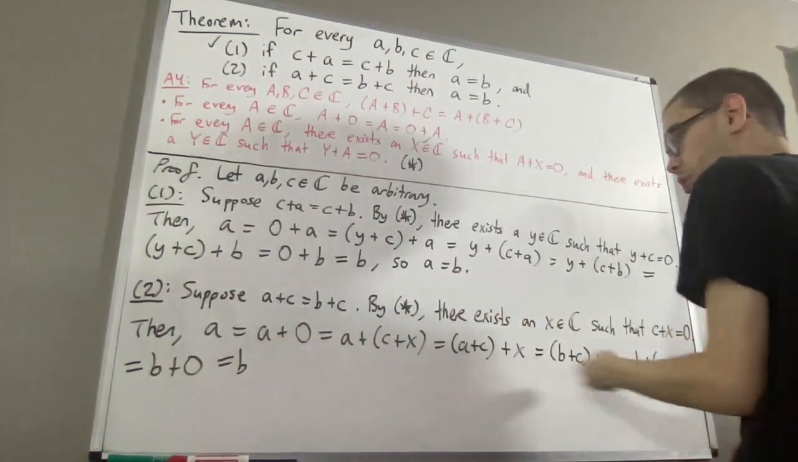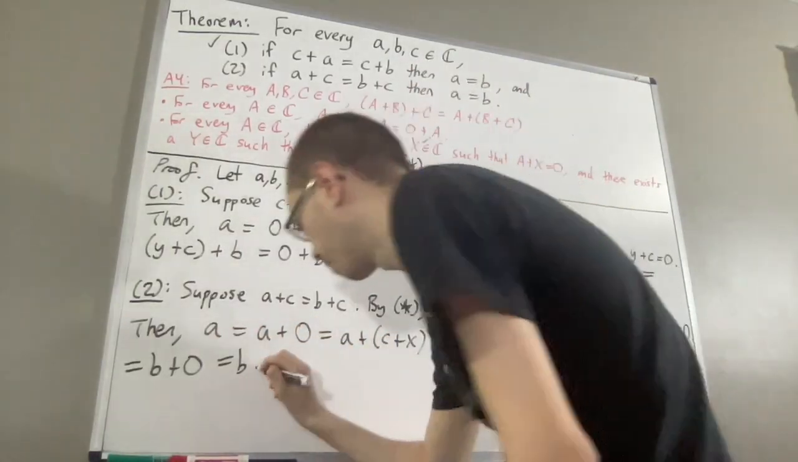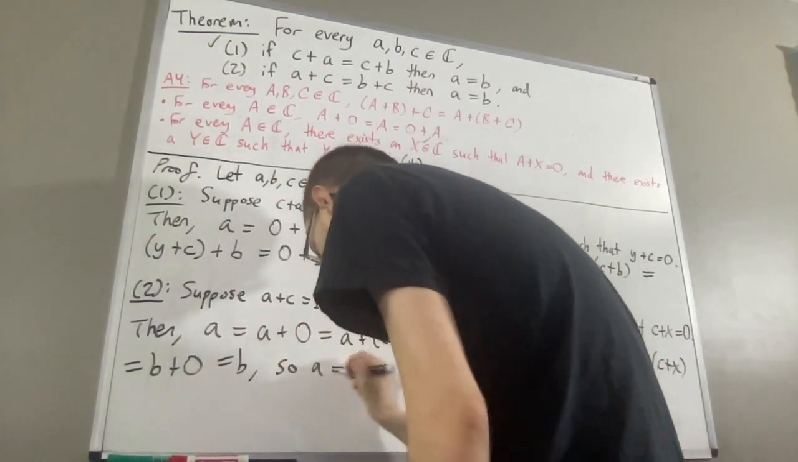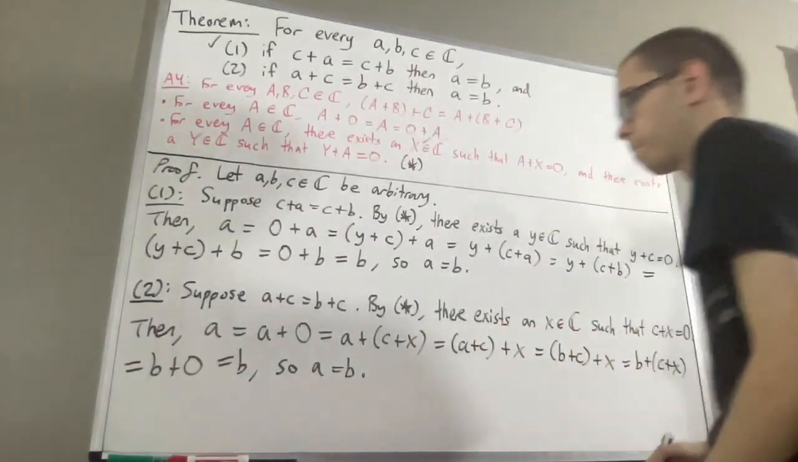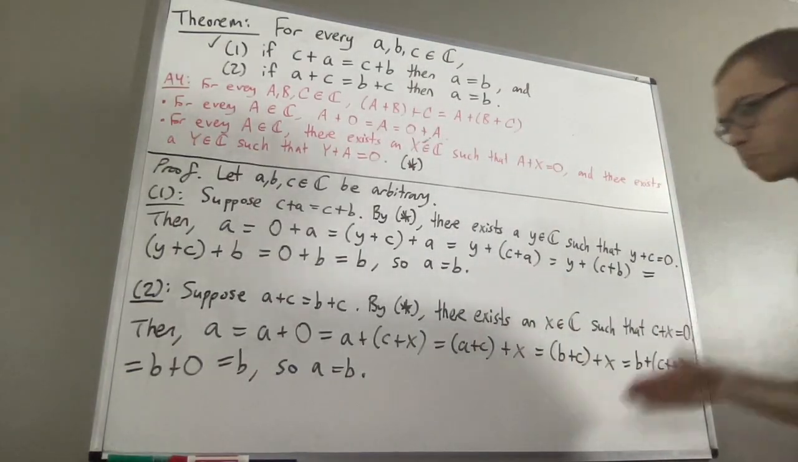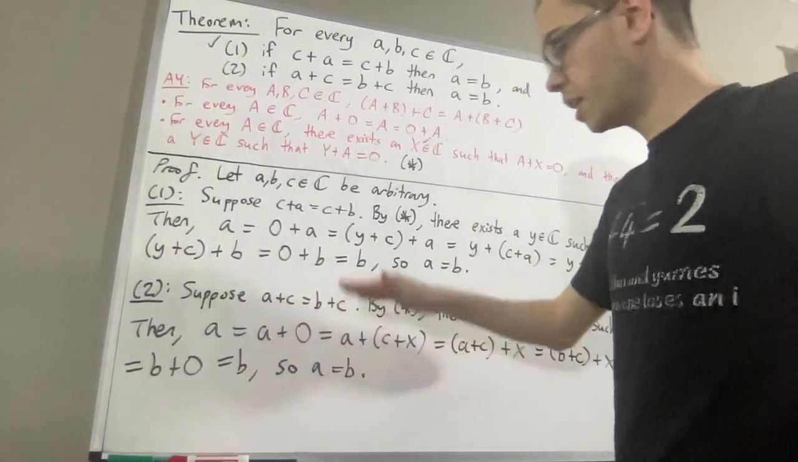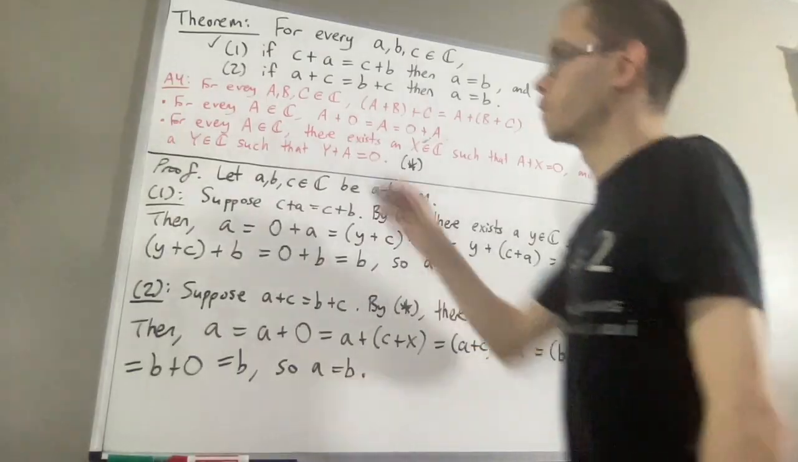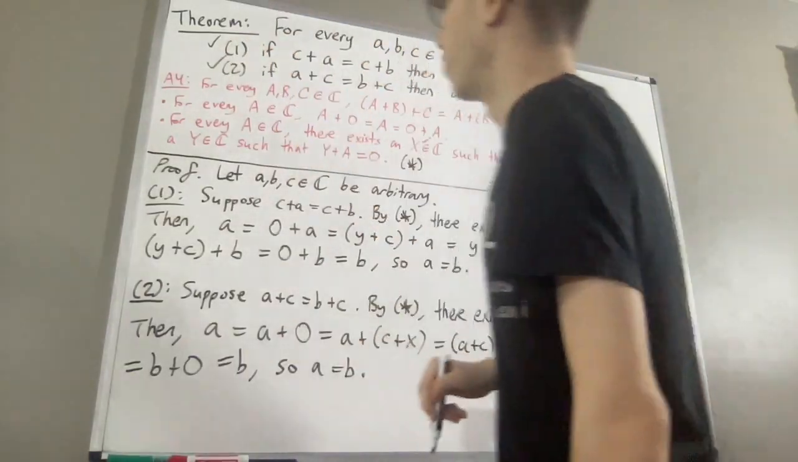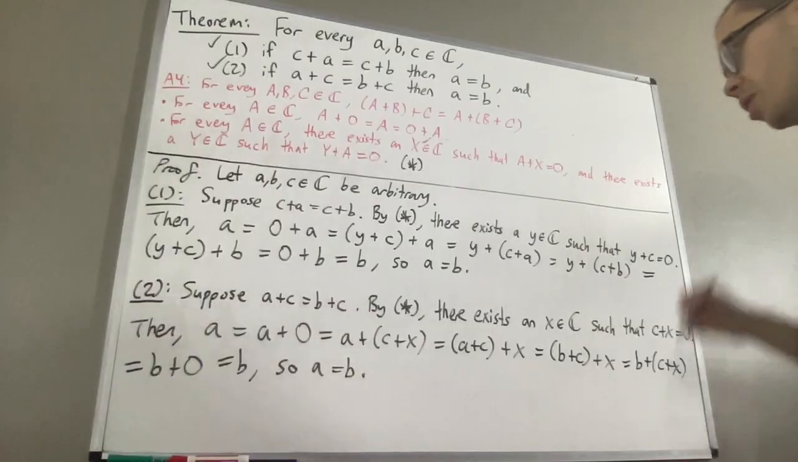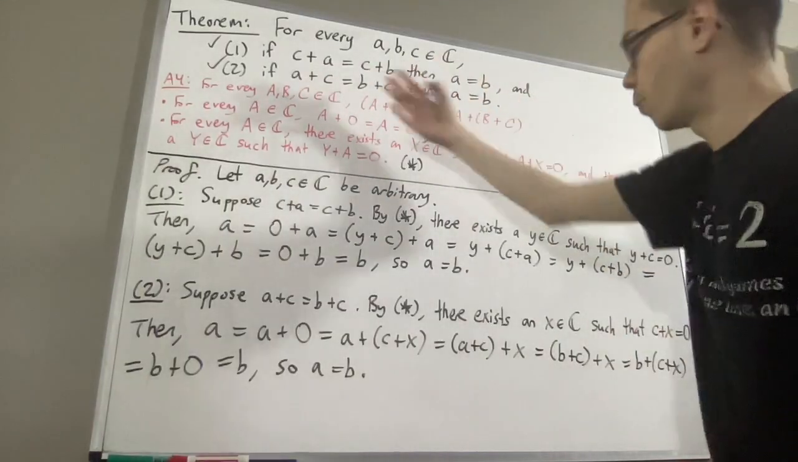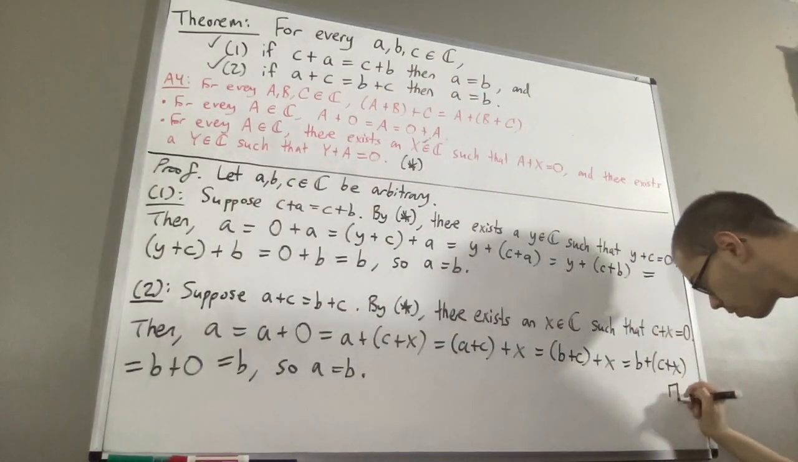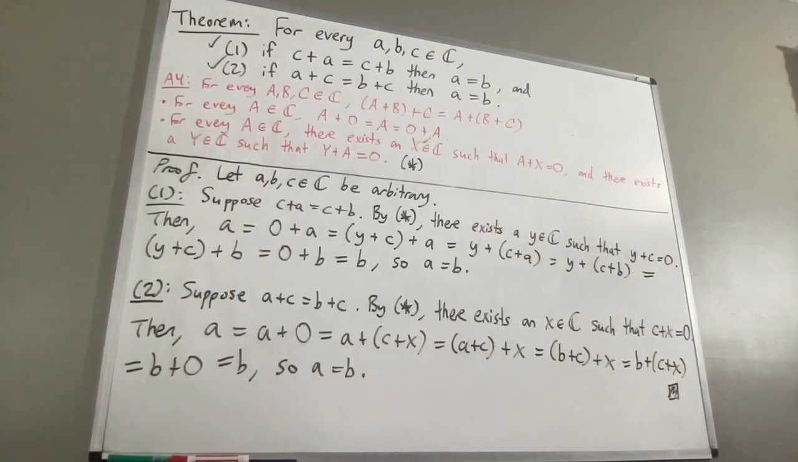So this chain of equalities shows that a is equal to b. So a is equal to b, once again. So this proves if a plus c is equal to b plus c, then a is equal to b, which proves our second implication. So we've proven exactly what we wanted to prove. So this completes the proof. And so yeah, that's pretty much it for this video.